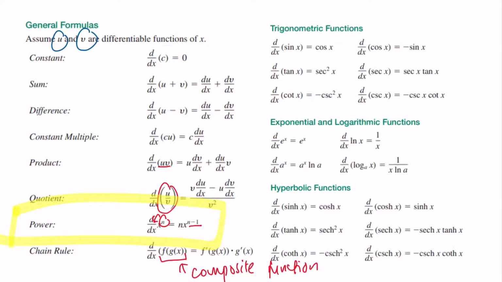Then for trigonometric functions, I think we have derived this in the last lesson, which is the derivative of sin x is equal to cos x, alright? But what you need to take note of is, for cos it is actually negative sin x. And for cotangent it is negative cosecant squared x. For cosecant it is negative cosecant x times cotangent x.